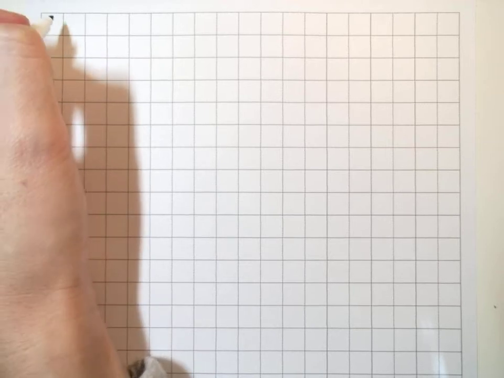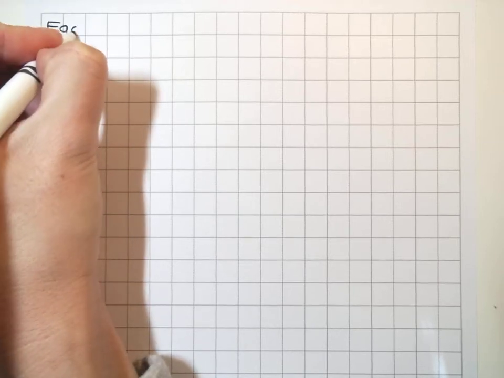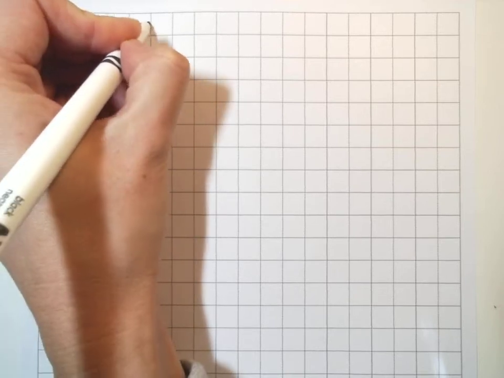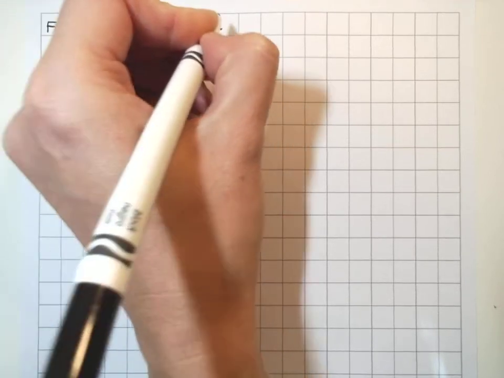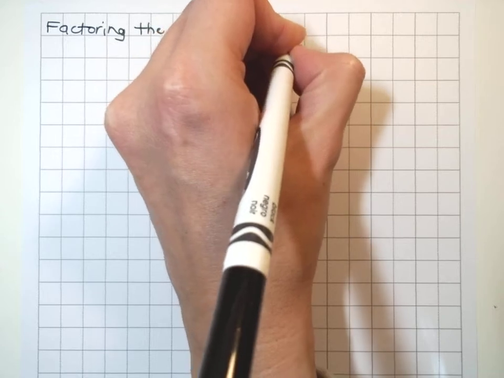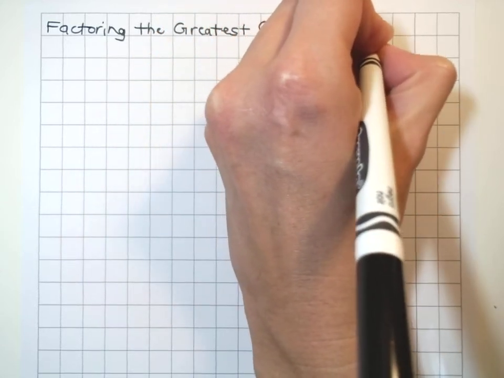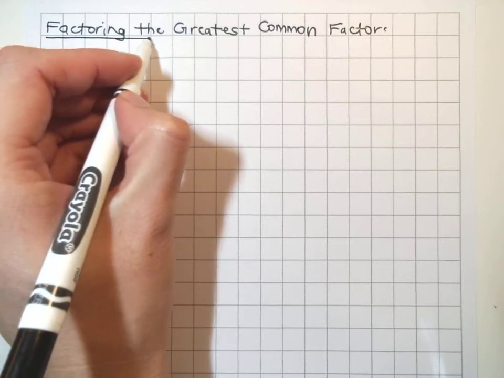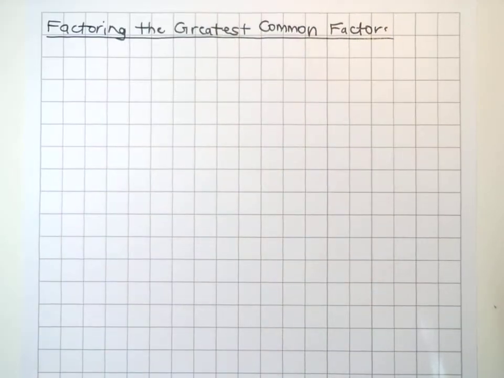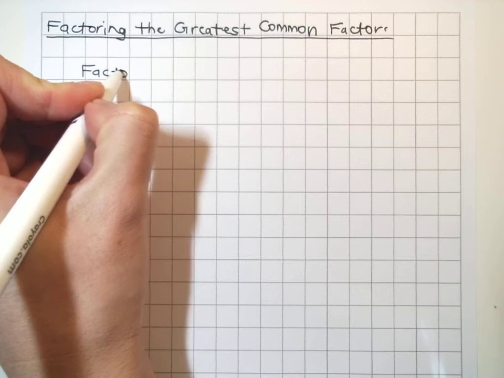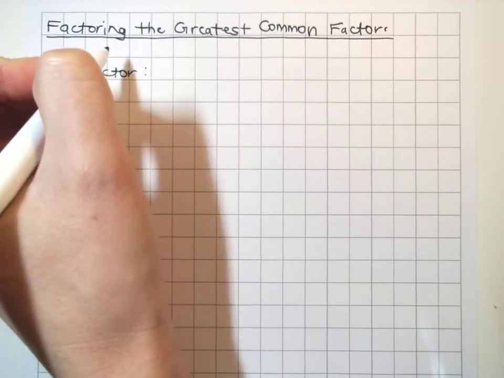Okay, so today we are going to start our unit on factoring. Last unit we were multiplying, and this unit we're going to be undoing the multiplication by factoring. So today we are going to be factoring the greatest common factor. And we're going to be using the same boxes that we used last unit, so it's going to look pretty familiar.